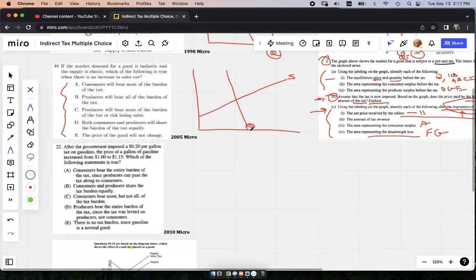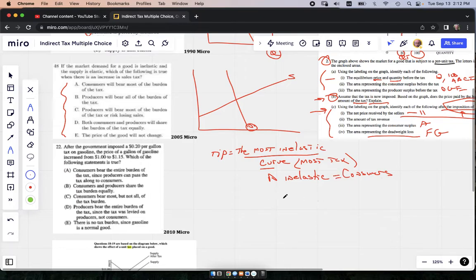Now, I'm just going to give you a tip here: whoever has the most inelastic curve will pay most of the tax. So I'm going to say that again. Whoever is the most inelastic curve will pay most of the tax. So here demand is more inelastic. So that implies that consumers are going to pay most of the tax. I could have drawn this, maybe I read that backwards, right? So maybe I would have done a demand curve like this and a supply curve more, that's terrible.